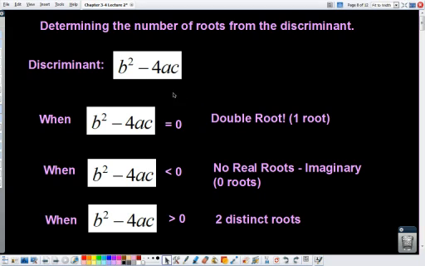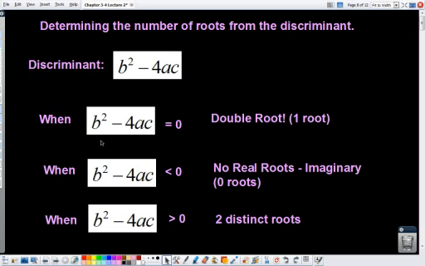Alright, so we went over this in class today, but I wanted to review this with you again. We can determine the number of roots using the discriminant. The discriminant is from the quadratic formula, and it's the part that is located underneath the square root symbol. So the discriminant is b squared minus 4ac.